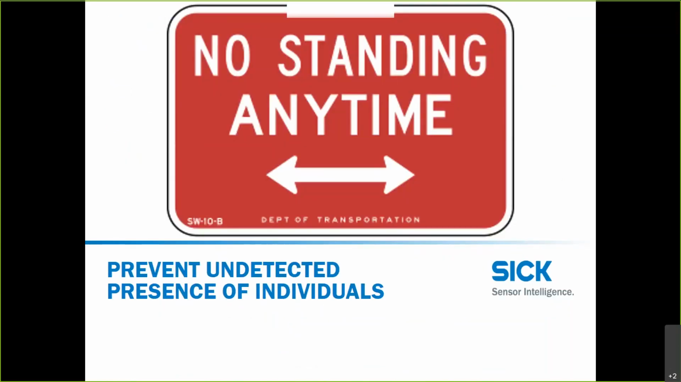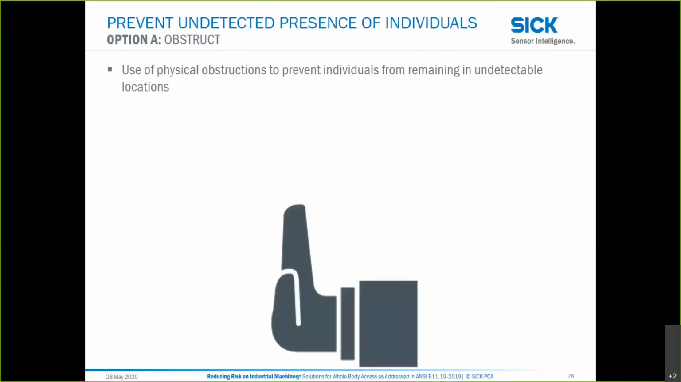So the next approach then to reduce risk with whole body access, when lockout is not going to be functional for whatever the reason is, is to prevent undetected presence of individuals in the undetected areas. So there's two approaches to this. The first one is often overlooked, but I think a simpler approach, at least in terms of cost and implementation at times, which is to use a physical obstruction to prevent somebody from standing somewhere where they cannot be detected.